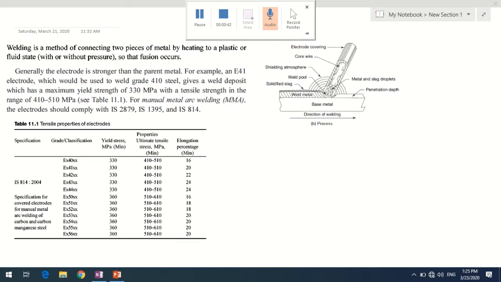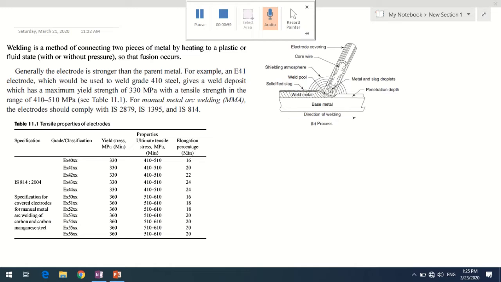And this is a process wherein we will be heating the two materials or the two members together, and they will be fused together. That is, members will be in a plastic or fluidic state when we are connecting them together.